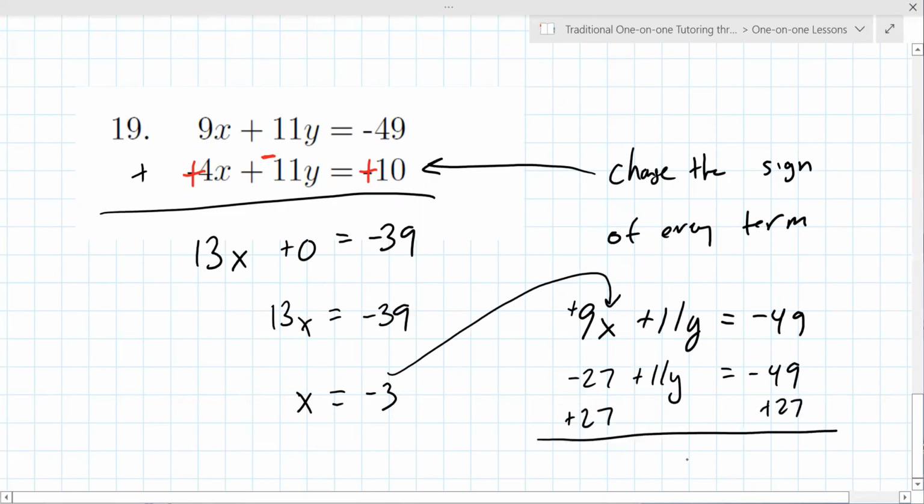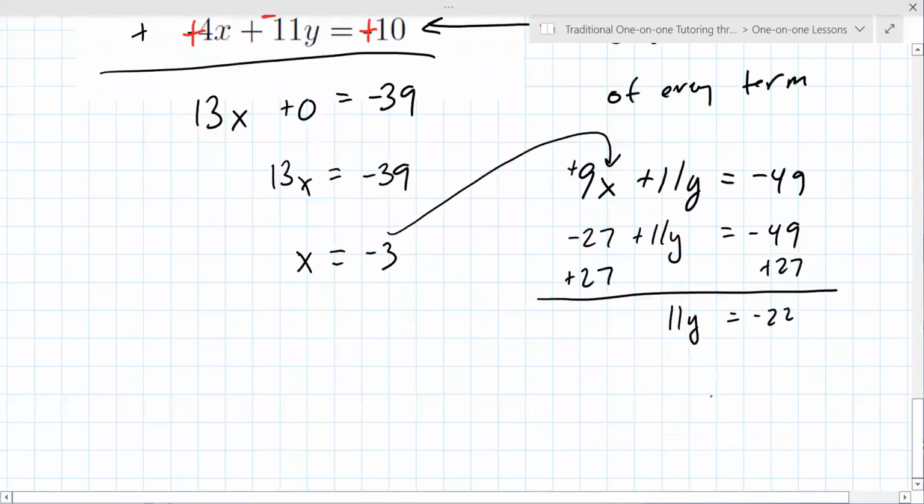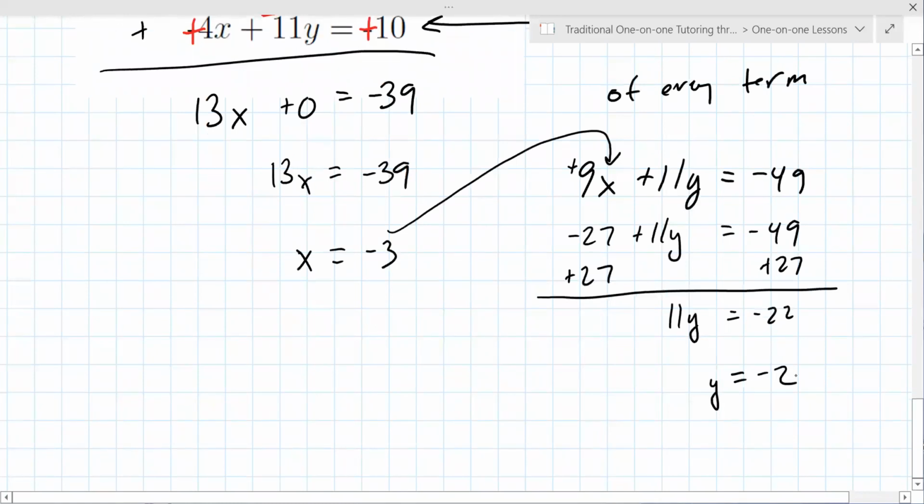Okay. 49, -49 plus 27. -49 plus 27 is -22. Divide both sides by 11, and that's -2. Yes, that's correct. So y equals -2. Good. All right, let's look at another question.